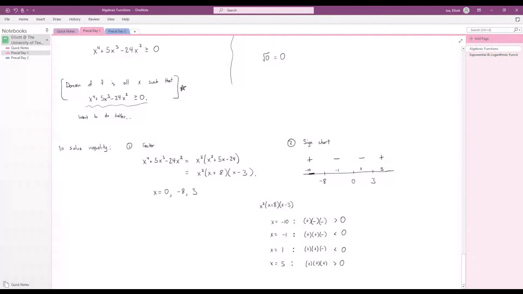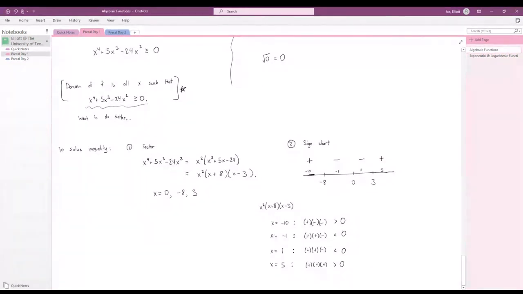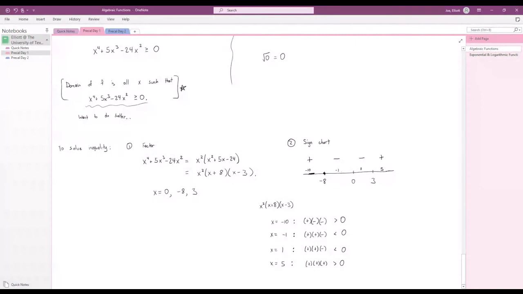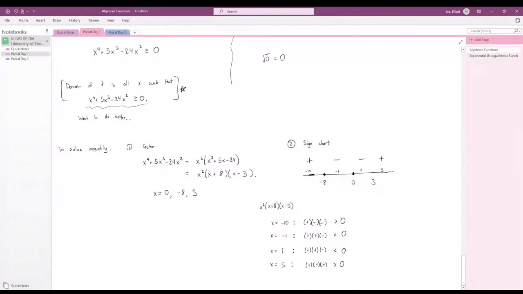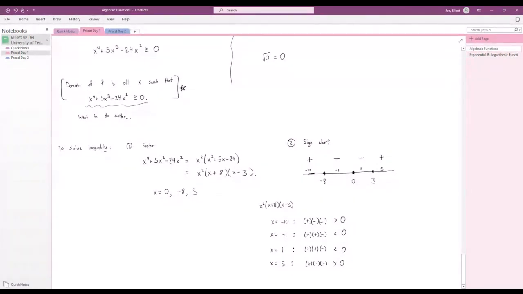It looks like people have kind of figured out what the answer is going to be. So the domain is the values of x that will satisfy this inequality. And based off our sign chart, we see that this polynomial appears to be positive from minus infinity to minus 8.